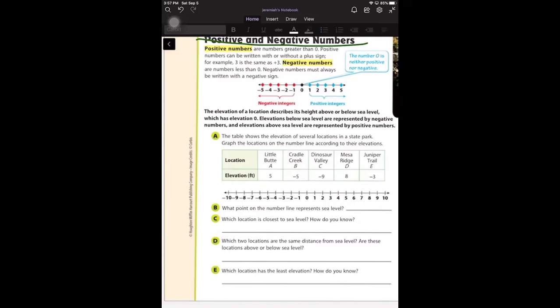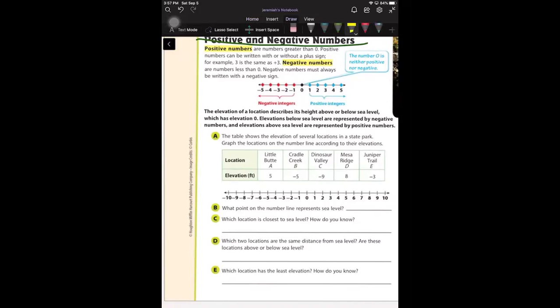The elevation of a location describes its height above or below sea level, which has elevation 0. Elevations below sea level are represented by negative numbers, and elevations above sea level are represented by positive numbers. So let's get out our highlighter. Now that we do 2 readings, one just to see what you're going to be doing, and 2 for an understanding. So let's reread that.